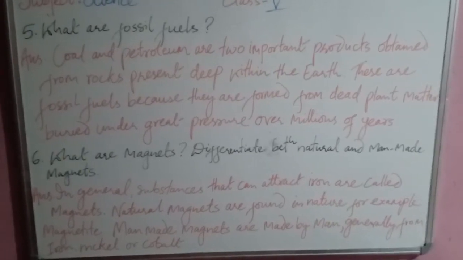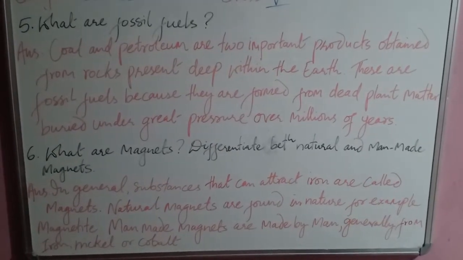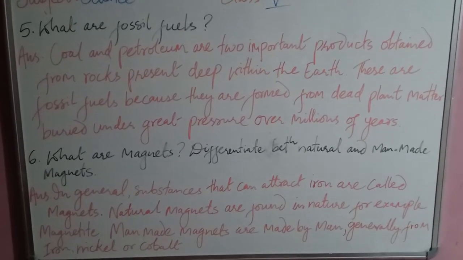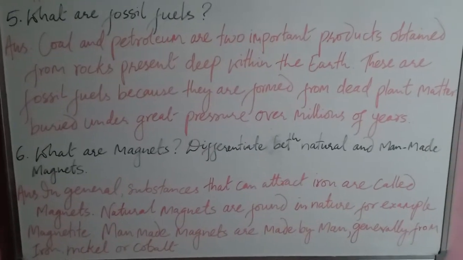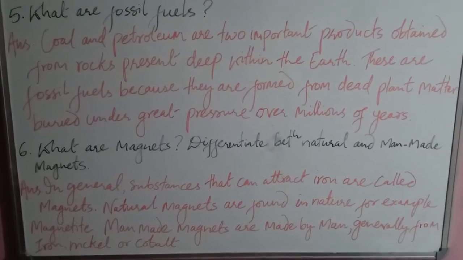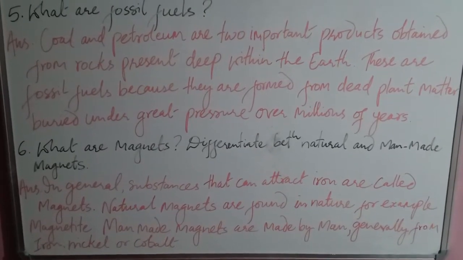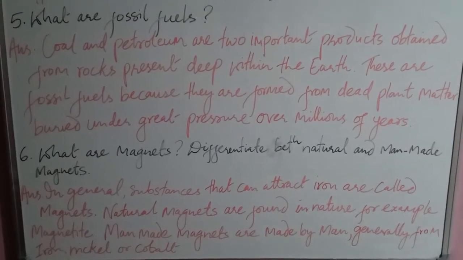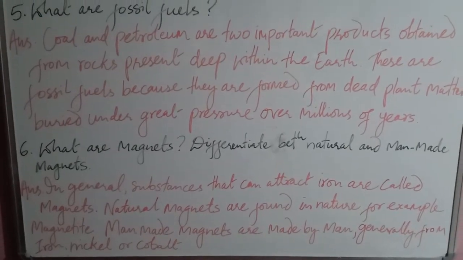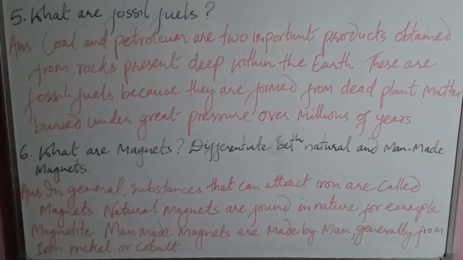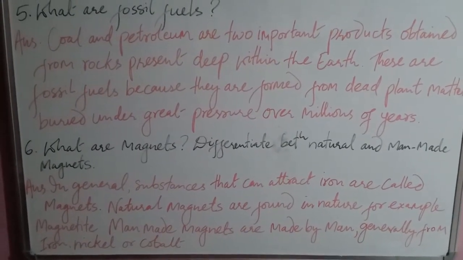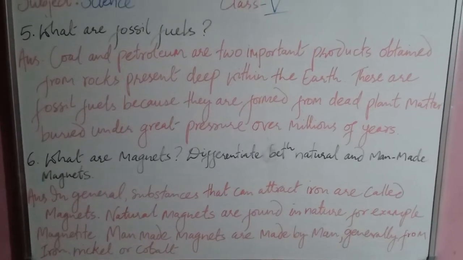Okay. Then we have the next question. What are magnets? Differentiate between natural and man-made magnets. So you have to write, in general, substances that can attract iron are called magnets. Natural magnets are found in nature. For example, magnetite, full stop. Man-made magnets are made by man, generally from iron, nickel or cobalt. Okay. So moving on.